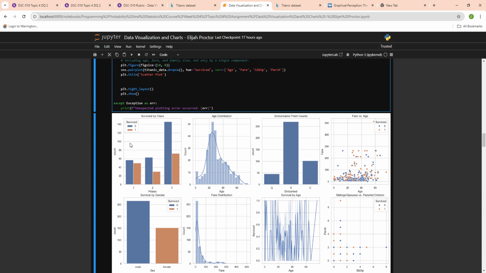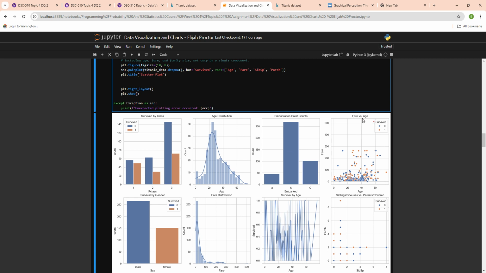Here, our first plot, our count plot, shows the survival by class, which shows that those who were in the lower passenger class were more likely to die than those who were in first or second class. We have our age distribution histogram, which shows that the passengers on this boat were more likely in the 20 to 40 age range. We have our embarkation bar chart, which shows that most passengers were from Southampton.